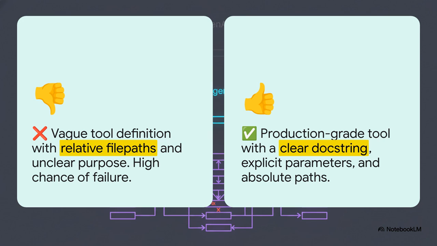And hey, if you do decide to build an agent, please listen to this very carefully. Anthropic says they spent more time optimizing their tools than their main prompts. The way you define your tools, what they call the Agent Computer Interface, or ACI, is the number one reason agents fail. A vague description like the one you see on the left is just going to confuse the model. You need production-grade tools with crystal-clear descriptions, absolute file paths, and explicit parameters, just like you see on the right.